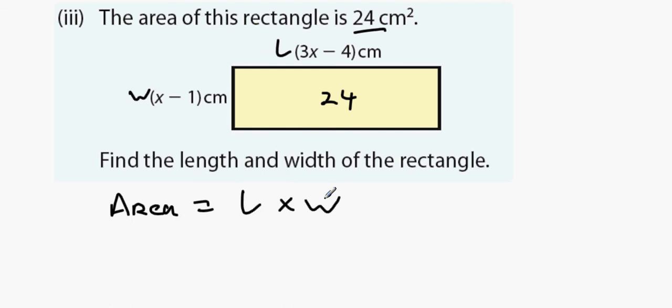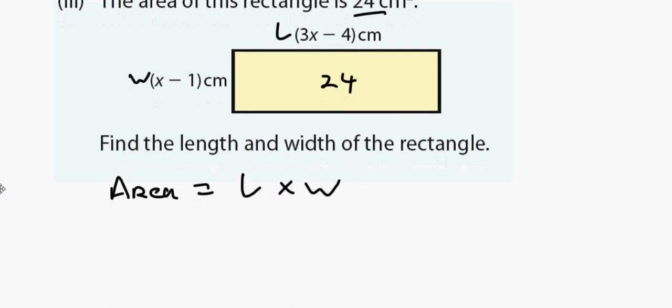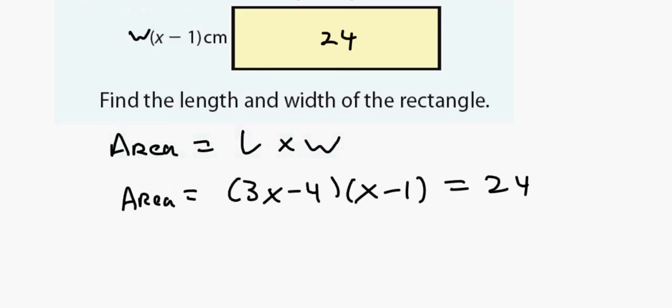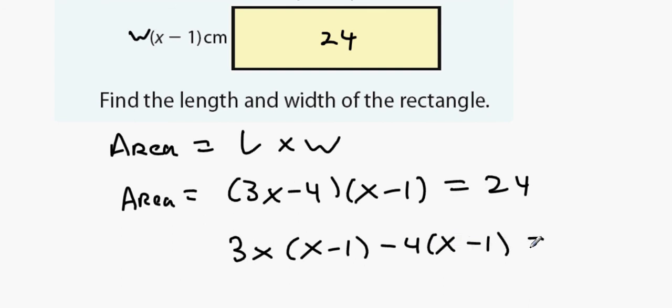Okay. And what we get here is the following. We're going to get area ends up to be 3x minus 4 into x minus 1. This equals 24. We're just going to multiply these out. Okay, so when we multiply them out, we're going to get 3x into x minus 1 minus 4 into x minus 1. This all equals 24.